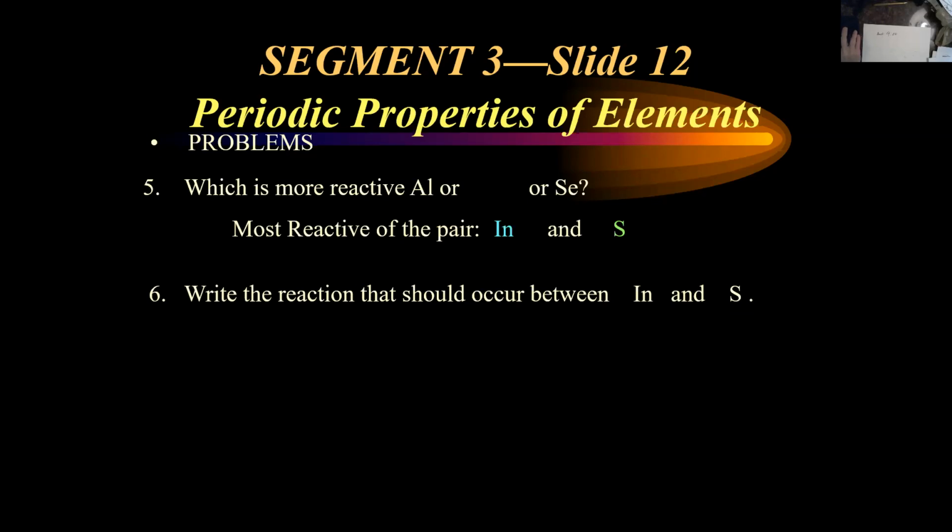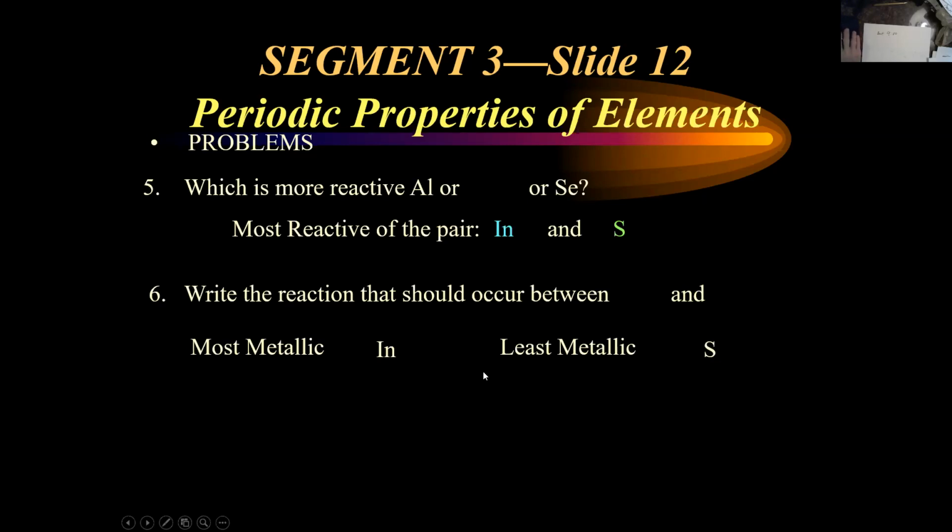Okay. All right. Should a reaction occur between indium and sulfur, what would the product formula be? Well, the most metallic element is going to be indium, and the least metallic is going to be sulfur. So indium is going to be in the first part of the name, like a metal, and sulfur is going to be the second part of the compound.